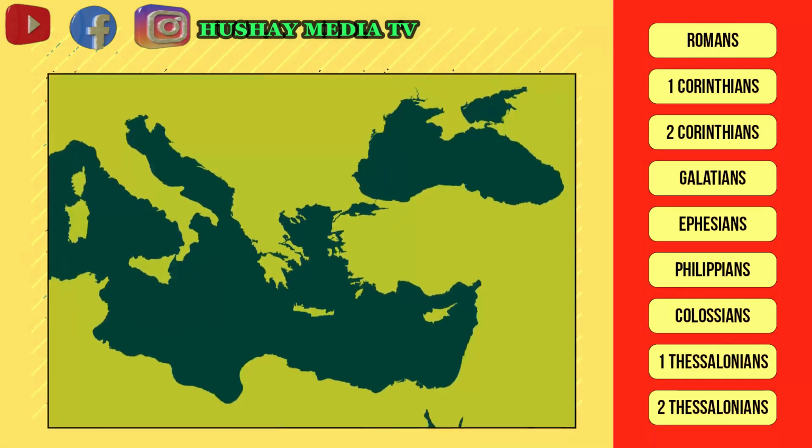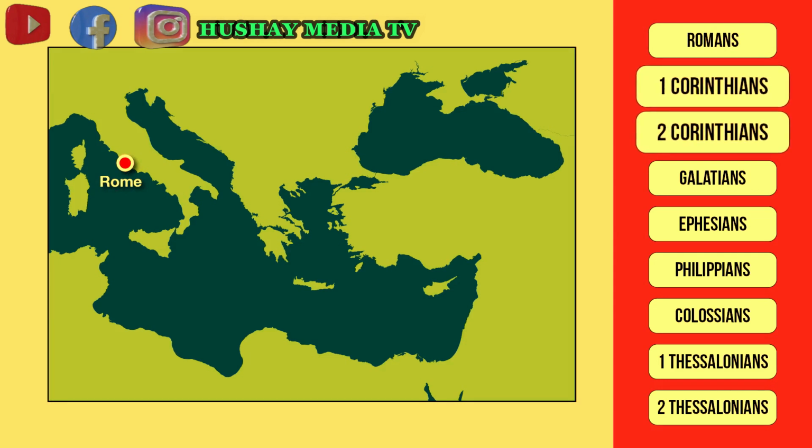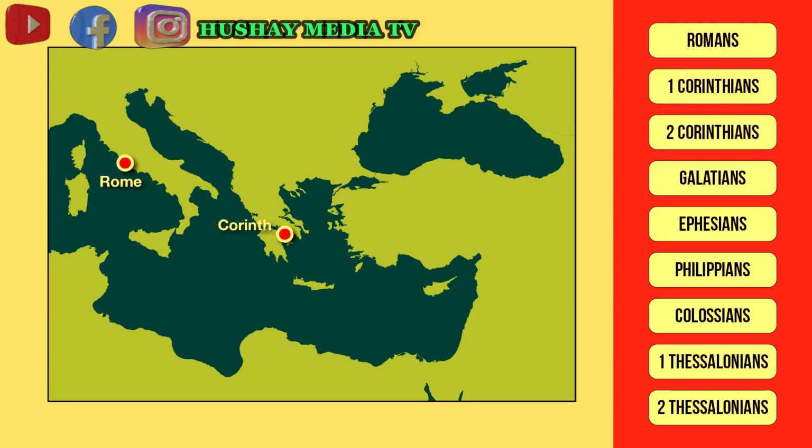Let's first take a look at a map to see the locations where each of these letters were sent. Romans, of course, was sent to Rome, which is the most familiar location on the list. 1st and 2nd Corinthians were sent to Corinth, Corinth being one of the major cities in Greece. Galatians was sent to Galatia. Galatia is the only place name on this list that is not a city. It refers to an entire region located right in the middle of Anatolia, what is today Turkey.